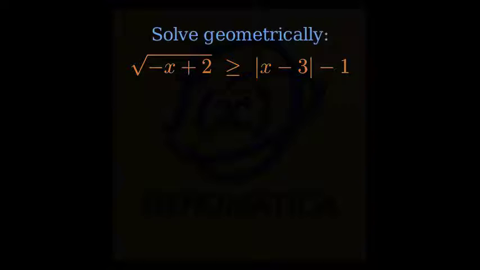Let's draw both curves. I will graph y equals square root of negative x plus 2, and y equals the absolute value of x minus 3 minus 1. Notice, the square root only exists when negative x plus 2 is non-negative, which means x is less than or equal to 2. We'll also mark the vertical line x equals 3, because that is where the absolute value changes its expression.